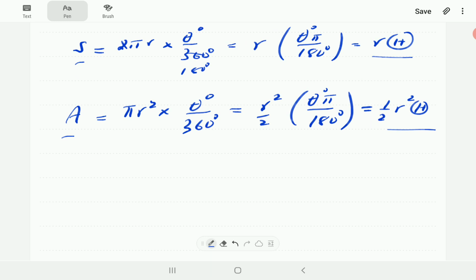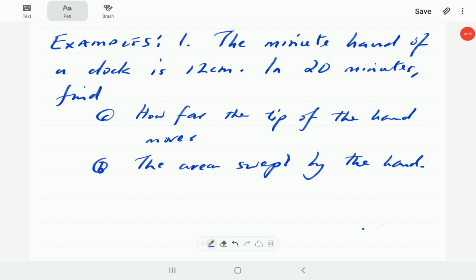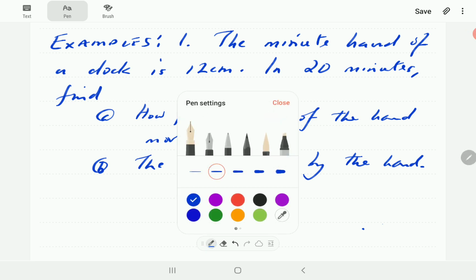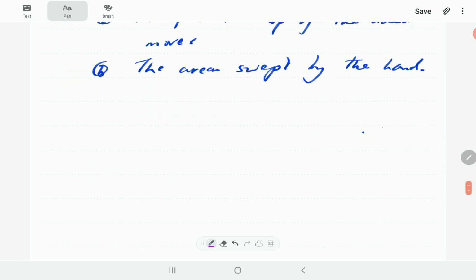Now let's look at some examples. Right, in this question we've got the minute hand of a clock which is 12 centimeters long, and then the question says in 20 minutes find how far the tip of the hand moves, and then in part B find the area swept by the hand. Let's do a little sketch here.